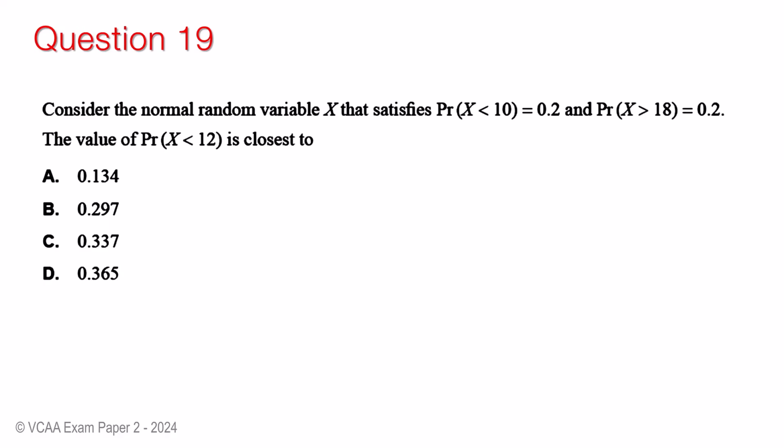The first thing you may notice is that the two probabilities are the same. So the mean is halfway between 10 and 18. So we could conclude that the mean is equal to 14.